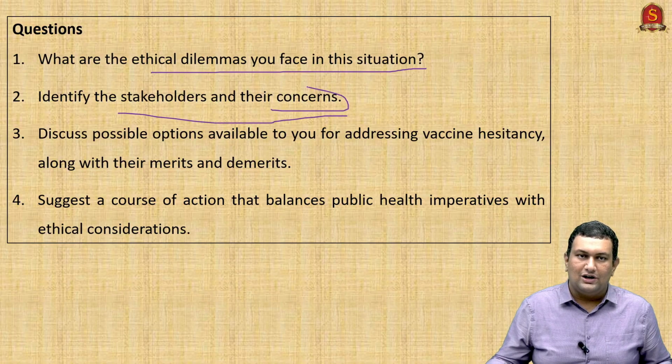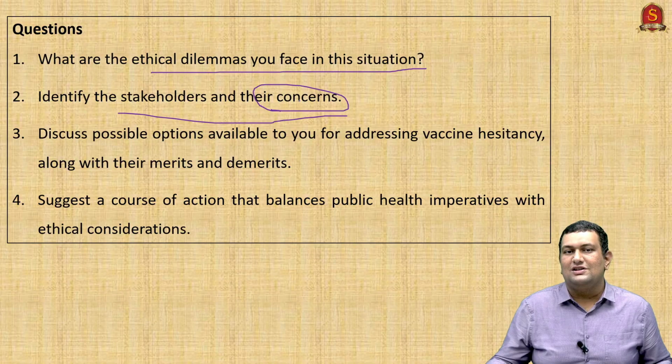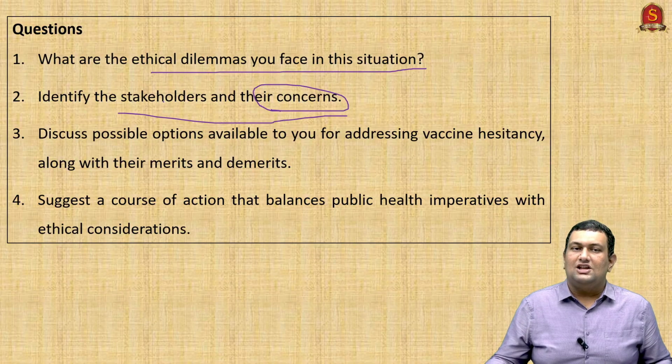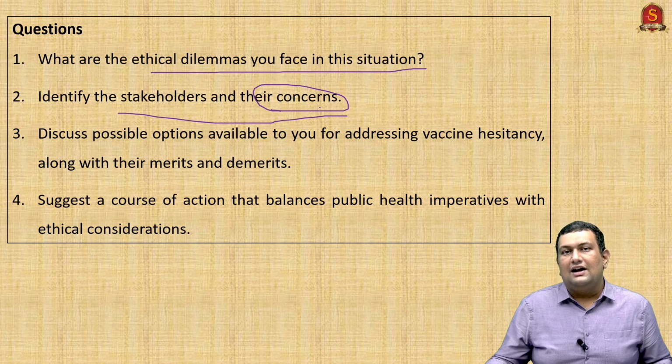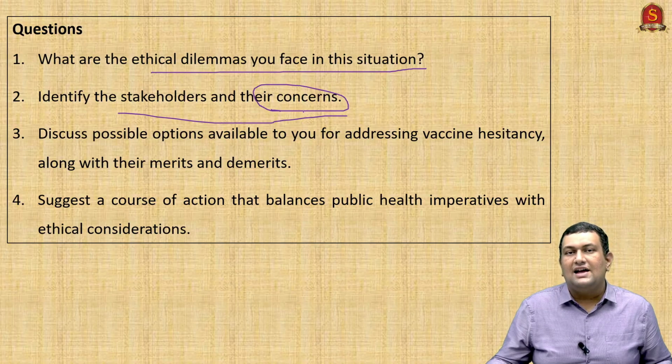Next, you're asked to identify the stakeholders and their concerns. Both are required, not just the stakeholders, you also need to mention the concerns. The stakeholders include the local community first. The concern is the adverse effects of this vaccine and its implications. The second stakeholder, you can also mention, is the anti-vaccine movement leaders. They also have a similar concern.